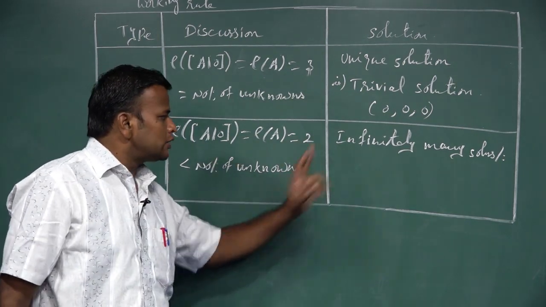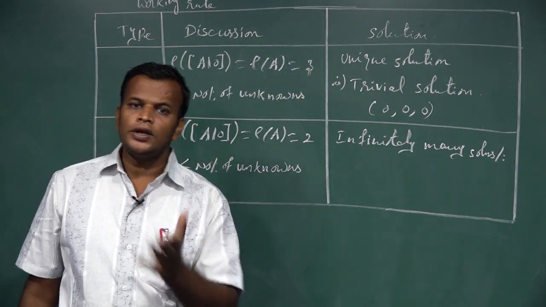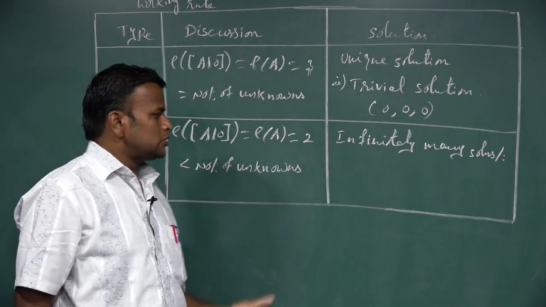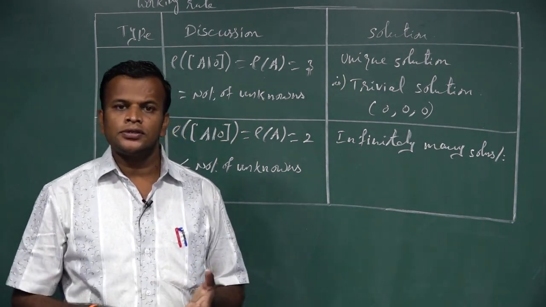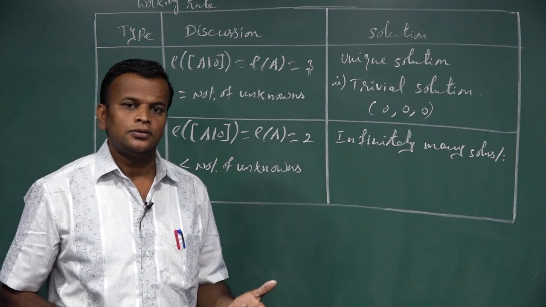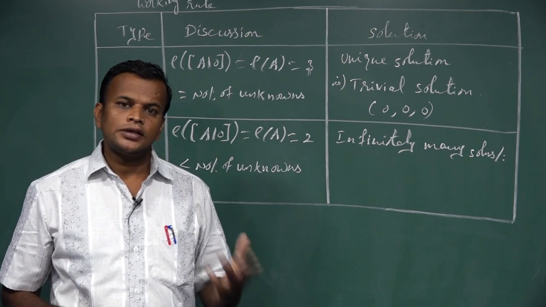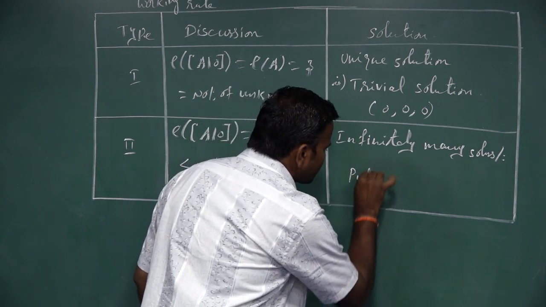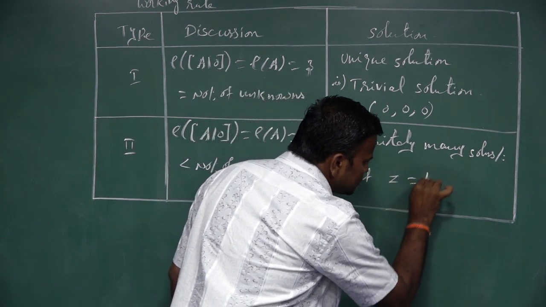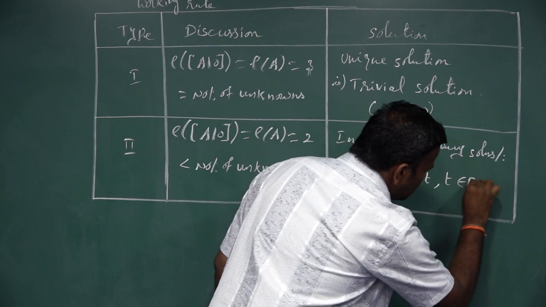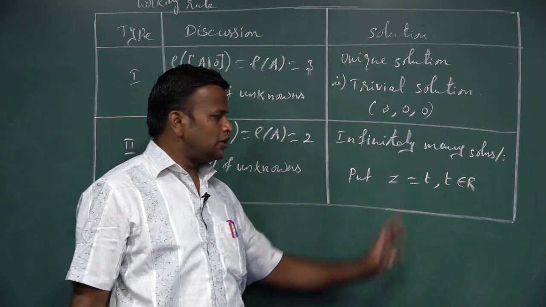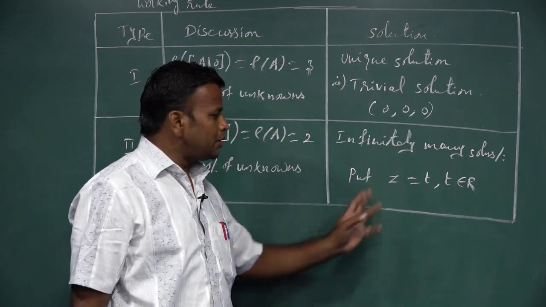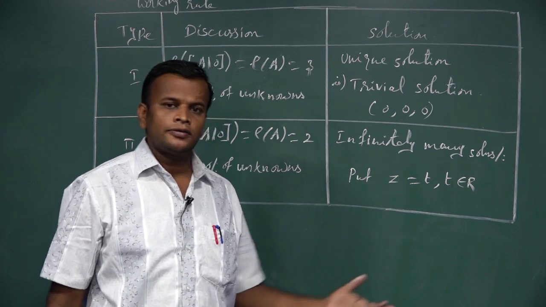When the rank is 2, suppose the third row is fully 0. So we have just 2 equations and 3 unknowns, which we can solve. We already said we assign one variable as a constant. So in this case, we put the value of z as t, where t belongs to R. In your choice, you can take any letter. Generally, we take z equal to t where t belongs to R.